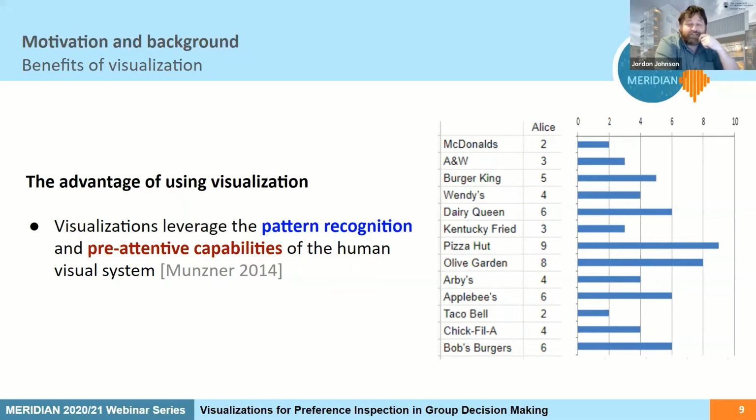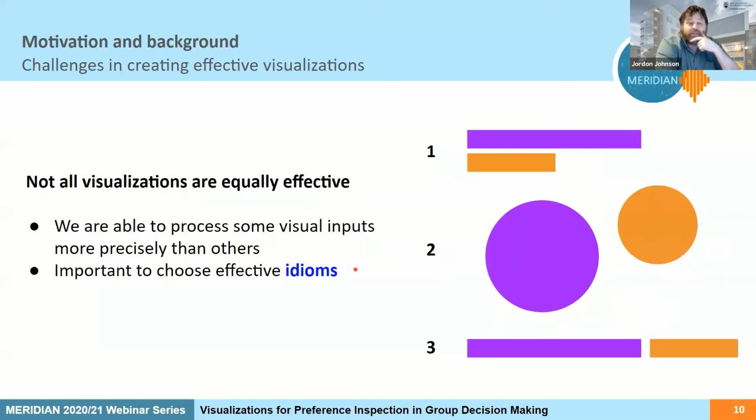So visualizations can actually be quite useful in helping us glean these insights quickly. However, we need to be careful because not all visualizations are equally effective. So here I'm comparing two values, and I'm using three what are called idioms to do it. And you can very roughly just say idioms are ways of representing information.